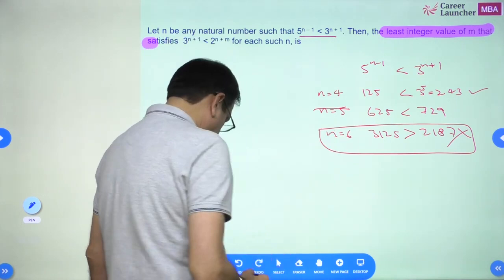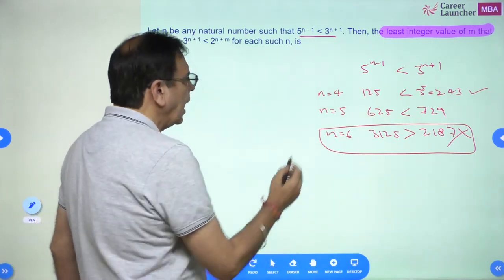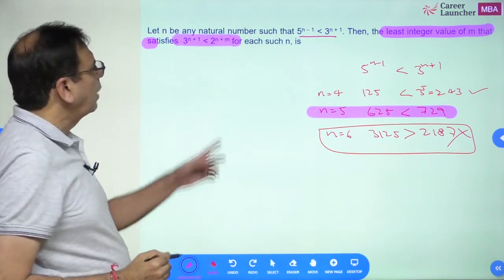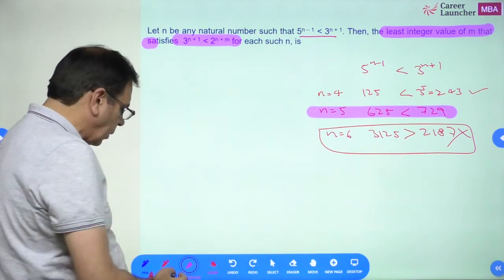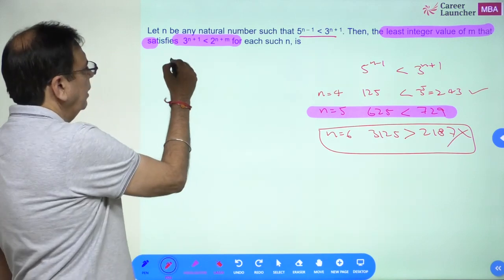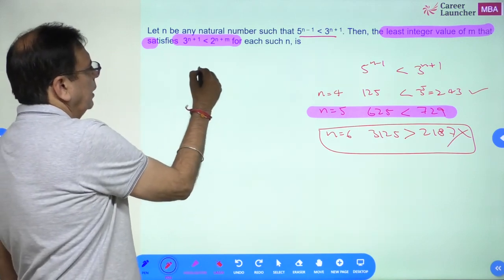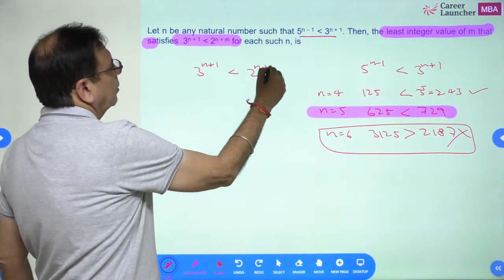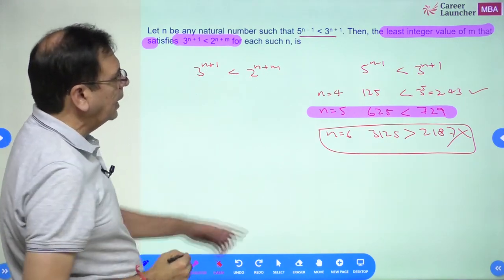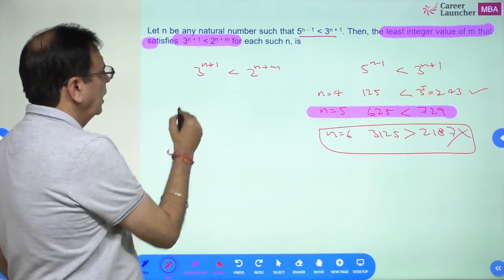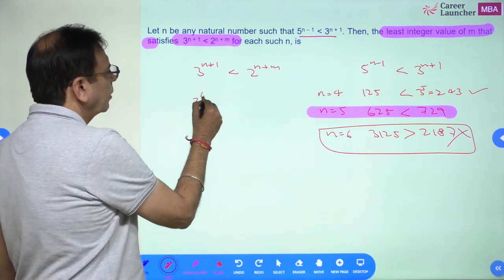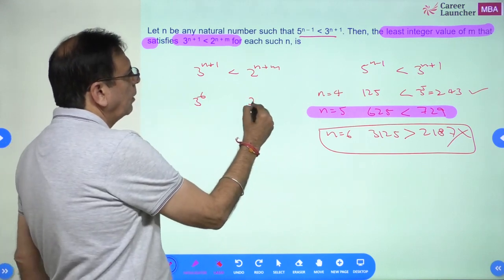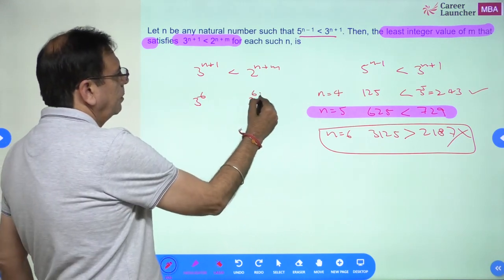So मेरे को, I have to find for n equal to 5, what is the value of m which is required. Okay. So if I look at this, 3 to power n plus 1 has to be less than 2 to power n plus m. So we need n equal to 5. Okay. If n is equal to 5, this becomes 3 to power 6. And on the right hand side, we have 2 to power 6 plus m.